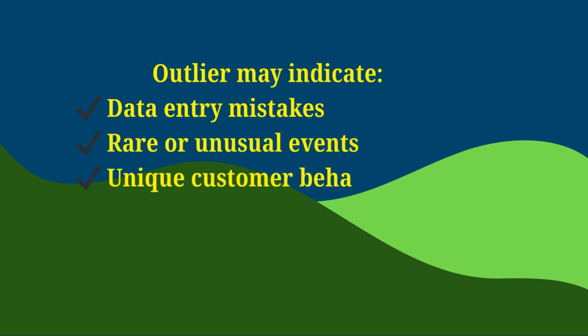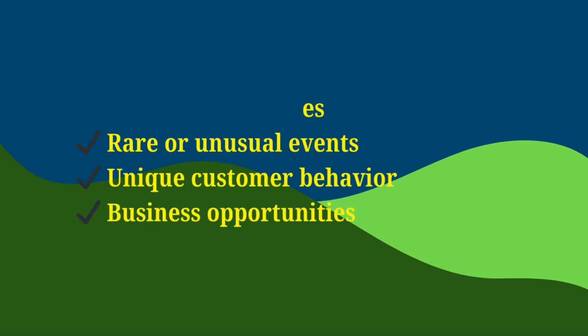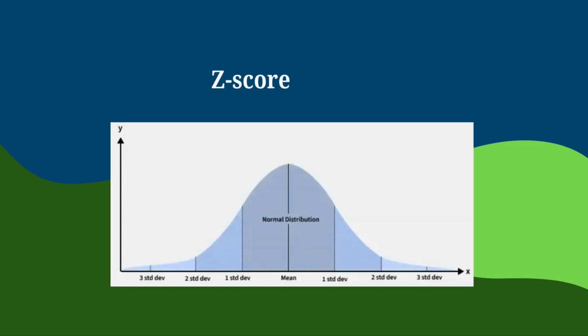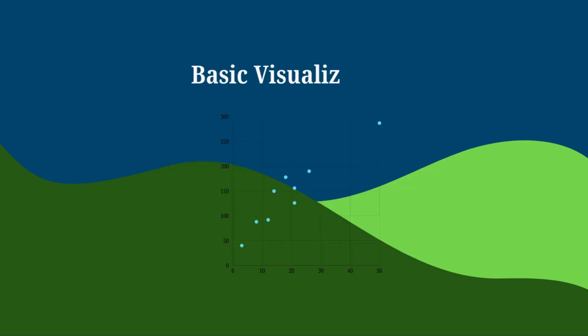We can identify outliers in a few different ways, and each one reveals something a little different about your data. First, the box plot rule. If a value falls beyond 1.5 times IQR, the box plot will automatically flag it as a potential outlier. Simple, visual, and very commonly used. Second, the Z-score method. If a data point is more than 3 standard deviations away from the mean, it is statistically unusual and likely an outlier. And third, basic visualization.